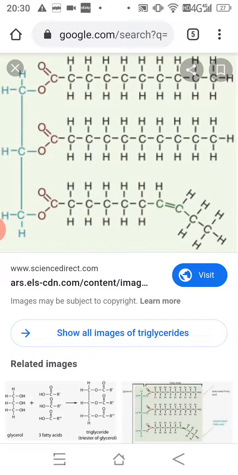Just thought I'd give a bit of an attempt at talking to you about something called triglycerides. Now, triglycerides are fats and oils. It's just that an oil is a liquid at room temperature.